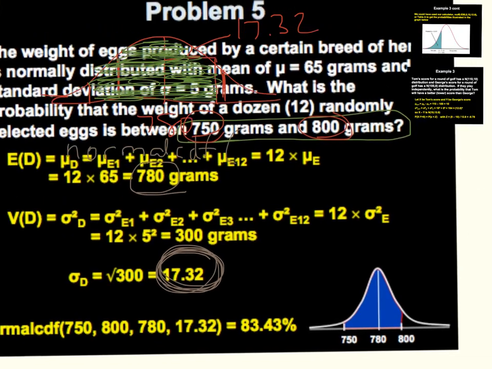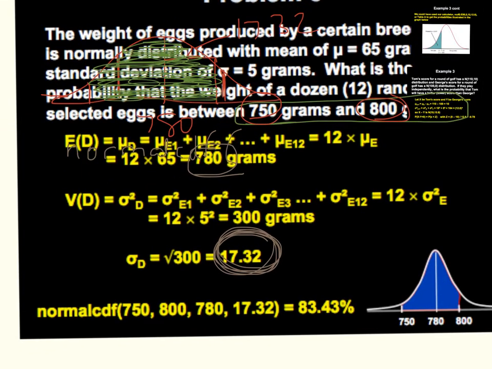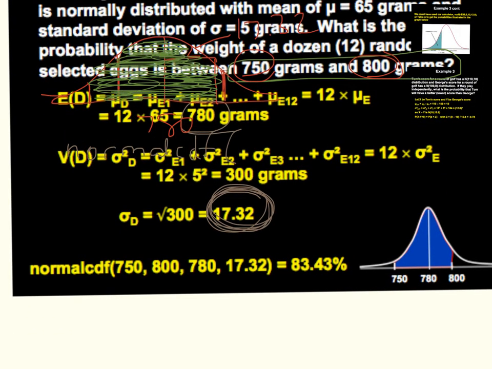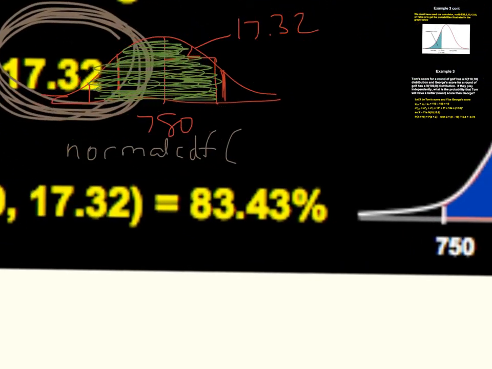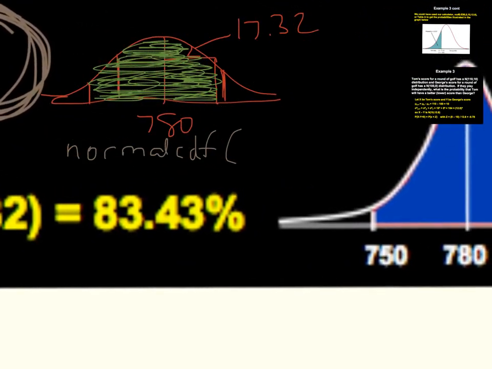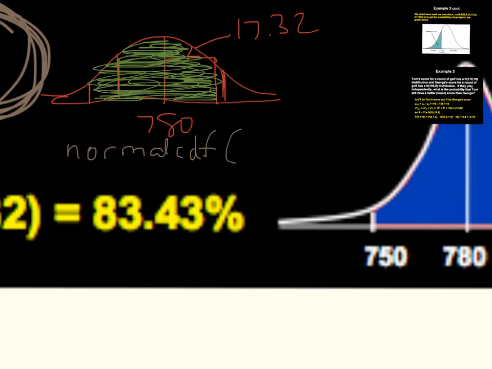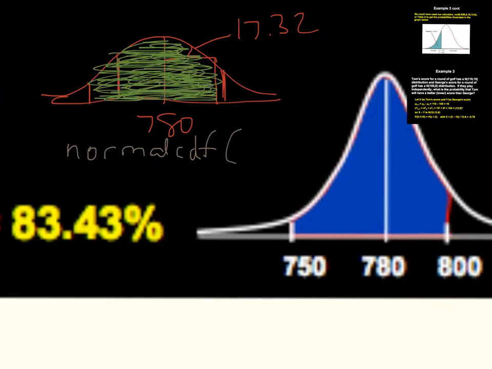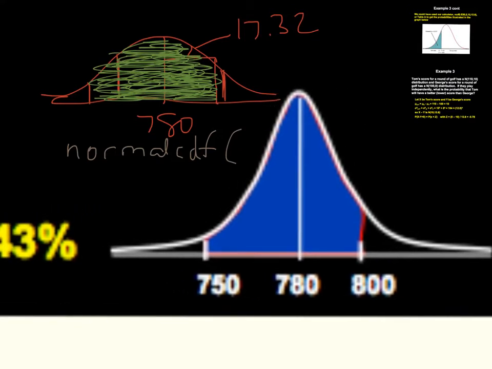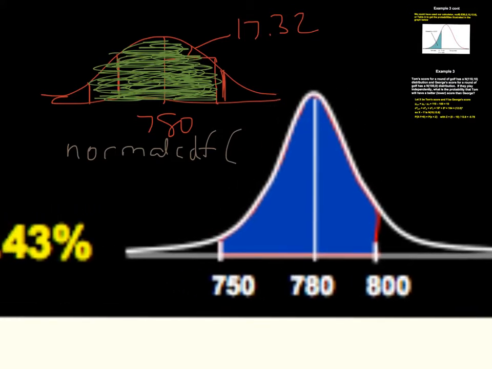Came out to 83.43. In fact, let me do this so we can see it. 83.43, and I look at my green area that I have shaded here, and I say yes, that looks like it's about 83% of the graph. And then here is another normal graph drawn for you, so you can also compare. And there you go, that's it.